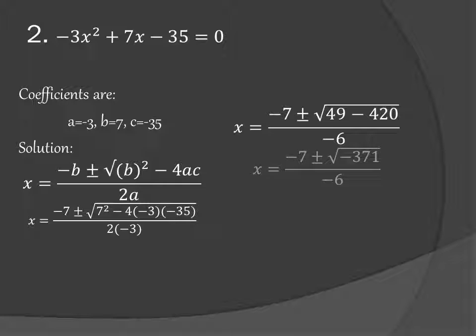And x is equal to negative 7 positive and negative square root of negative 371 all over negative 6. Since negative 371 is not factorable by any perfect square number, we have our final answer. Thus, x is equal to negative 7 positive negative square root of negative 371 all over negative 6.